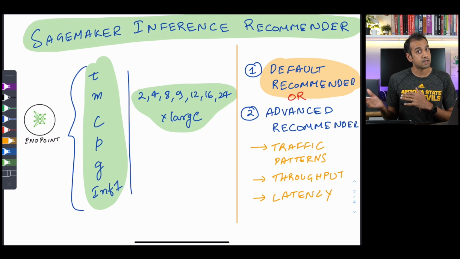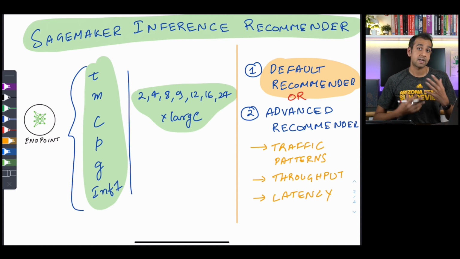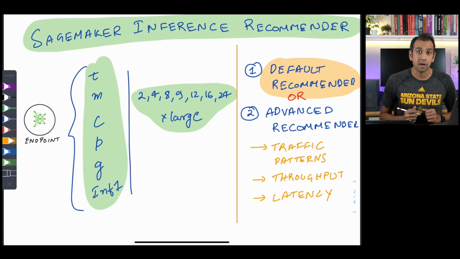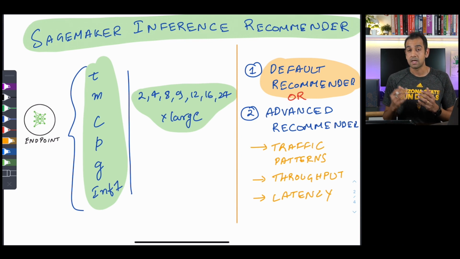But we understand that you may have very specific traffic needs and very specific throughput and latency considerations. Then you can run an advanced recommendation job where you can specify traffic patterns. For example, how many initial requests are coming in, how many requests you can spawn over time, and also add in stopping criteria for throughput and latency.